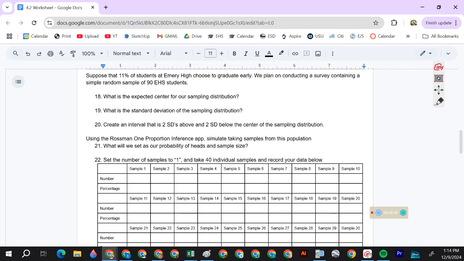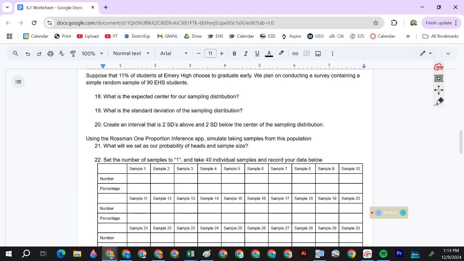Suppose that 11% of students at Emory High choose to graduate early. So we'll say in the last 10 years, 11% of all students have chosen to graduate early. We plan on conducting a survey containing a simple random sample of 90 EHS students. What is the expected center of our sampling distribution? 11%.